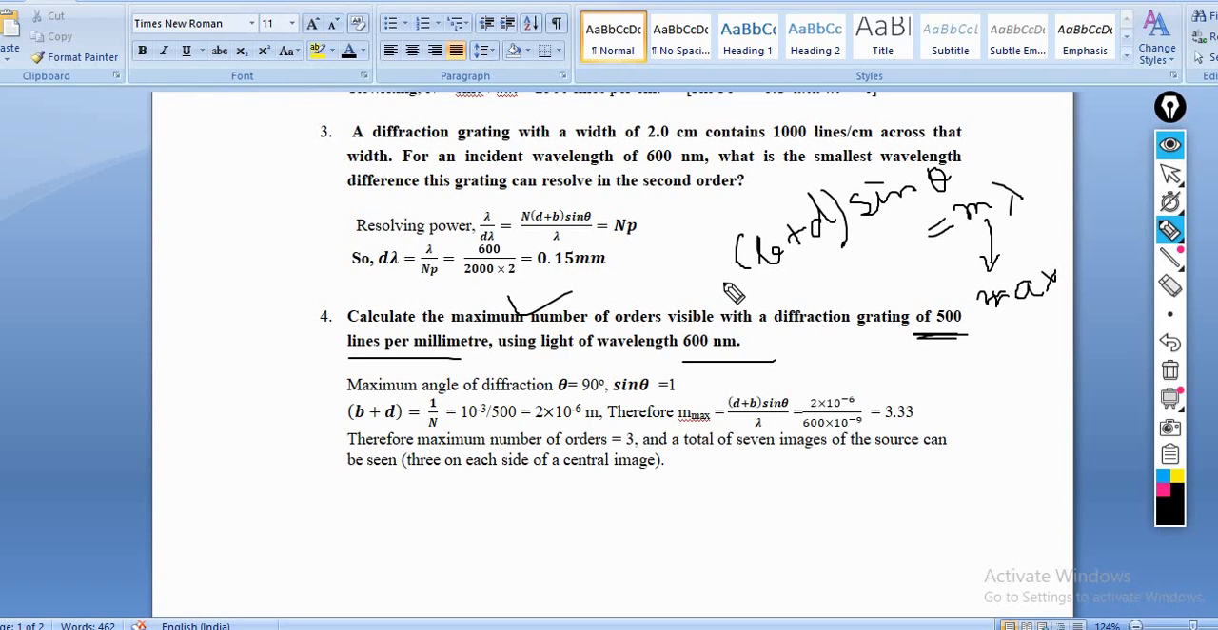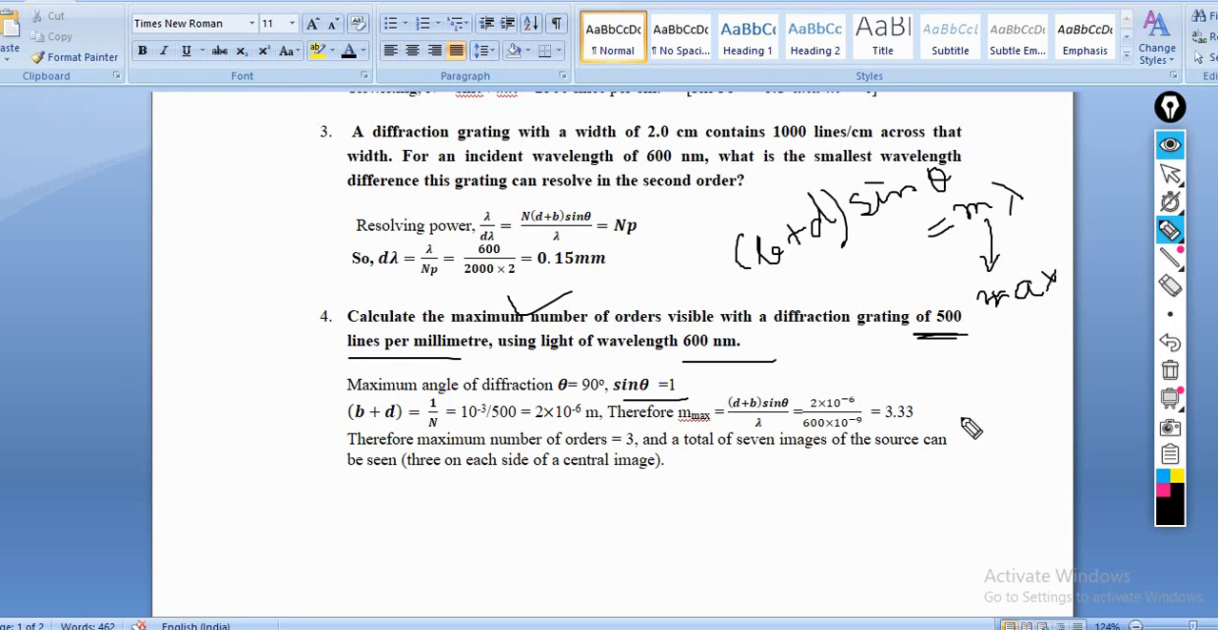Lambda is also constant, since we are using one particular wavelength. To find a maximum order, one needs to consider the maximum sine angle. Sine theta will be maximum when it is equal to 1, that is, when theta is 90 degrees. So m will be maximum when sine theta is equal to 1.